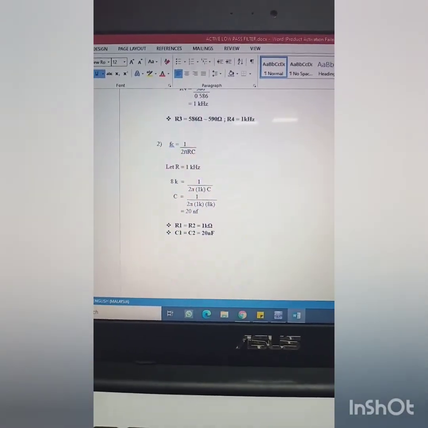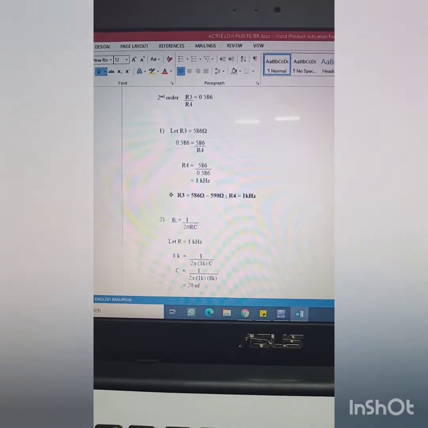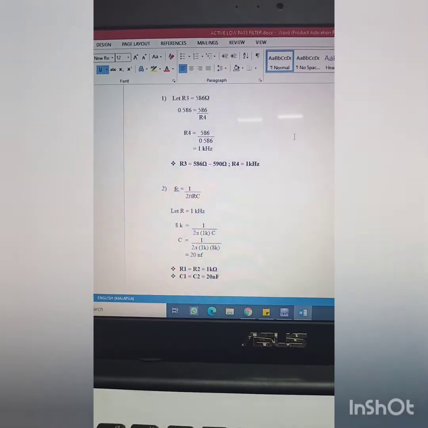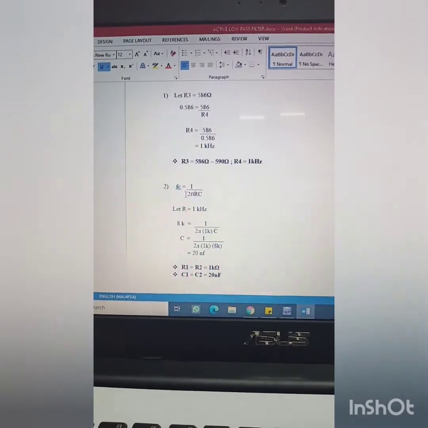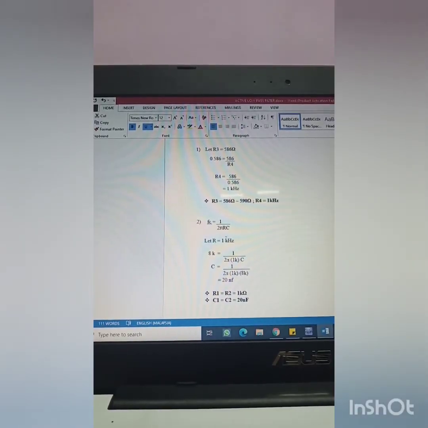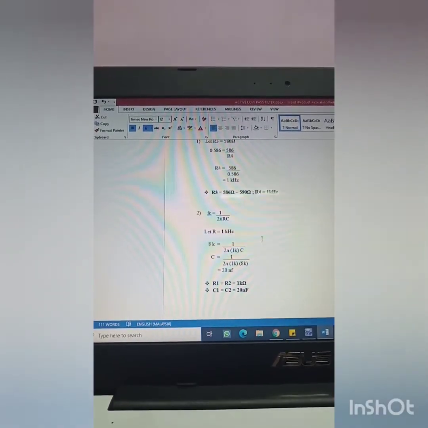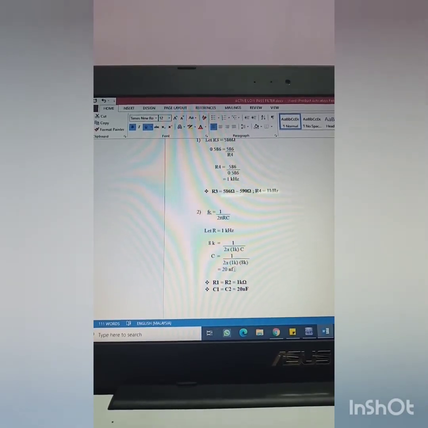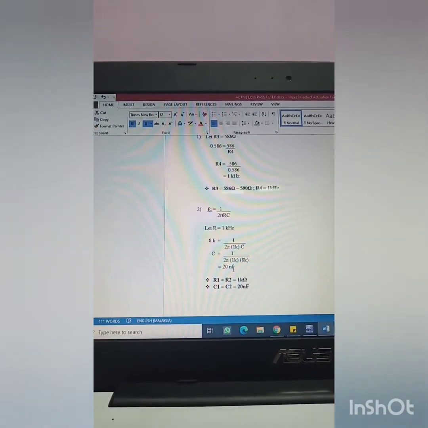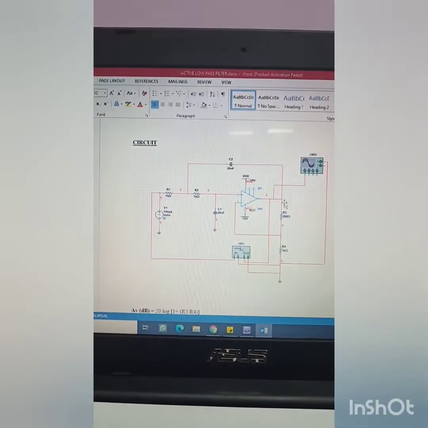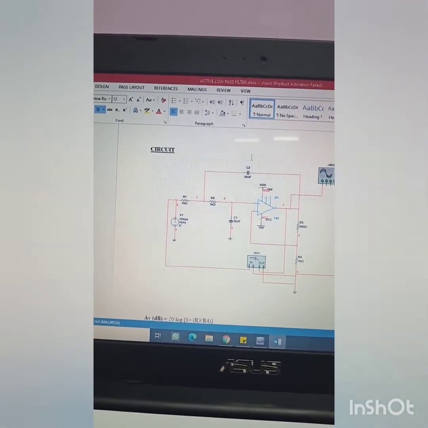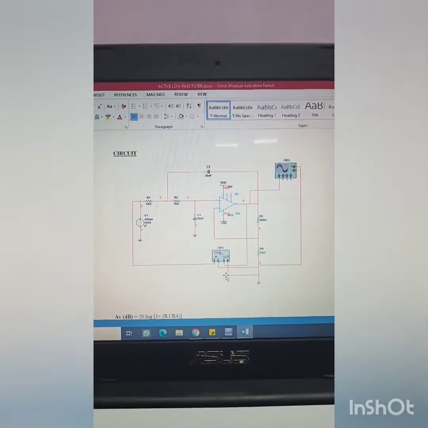In this circuit, they have not given the value of the capacitor. Thus, we have to find the value of the capacitor. Using the formula Fc equals 1 over 2 pi RC, let R equal 1 kilo ohm. Then we solve the equation and find that the capacitor is 20 nanofarad. This is the circuit design, and I have drawn the circuit design in Multisim. This is the simulation in Multisim.